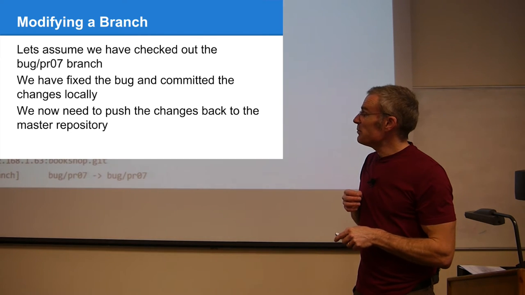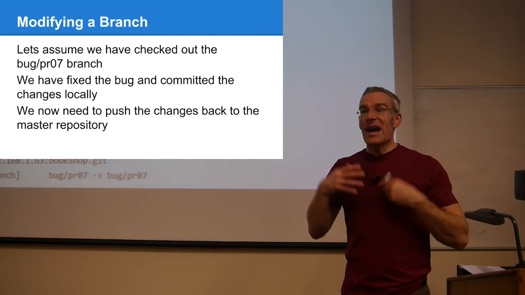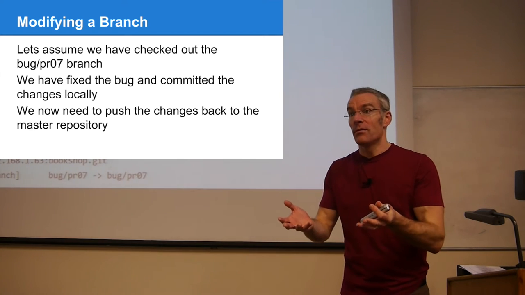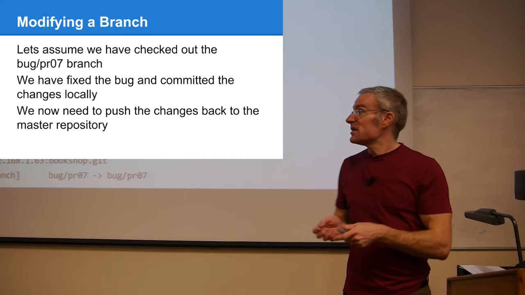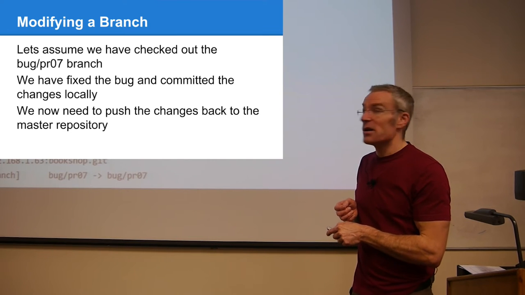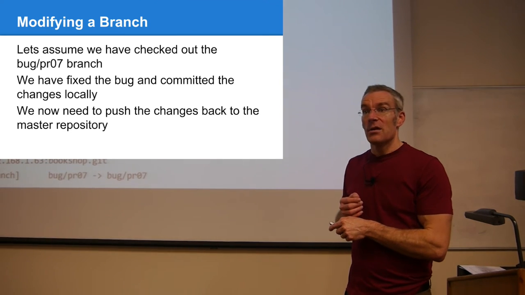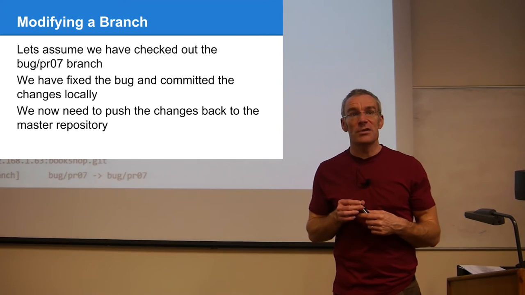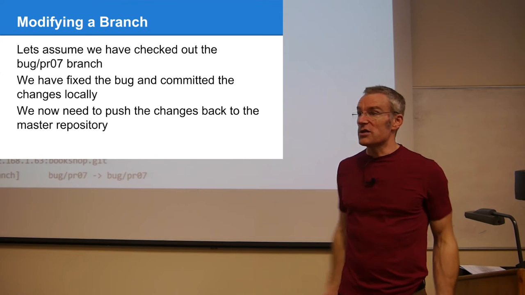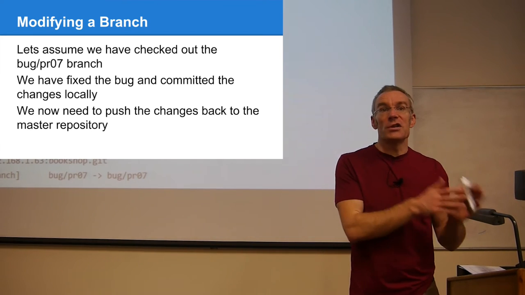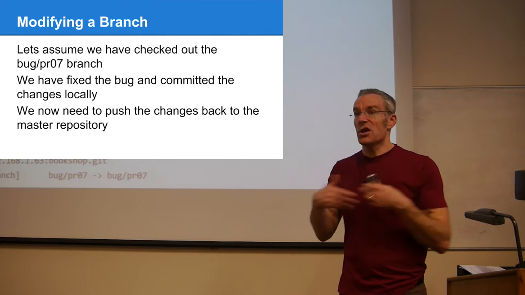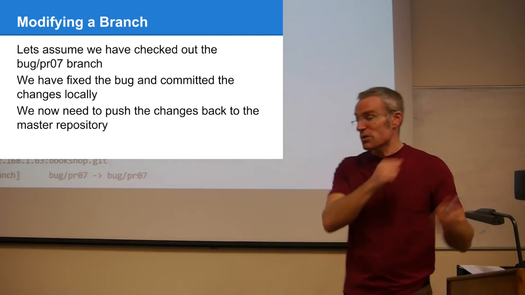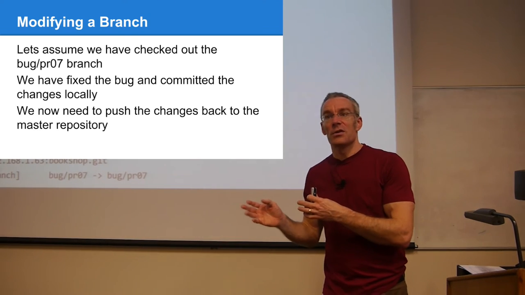So if I just put git push on its own, it would look for any commits I've made to any branches and push them all. That makes sense. This is localized in my pushes to the bug PR7 branch. But by omitting the parameters, I can tell it to push all changes. So I could work on three or four different branches in my local repository, commit changes to those local branches, and then git push will just push the whole lot to the server in one go.